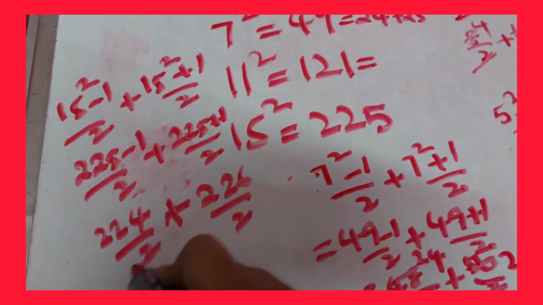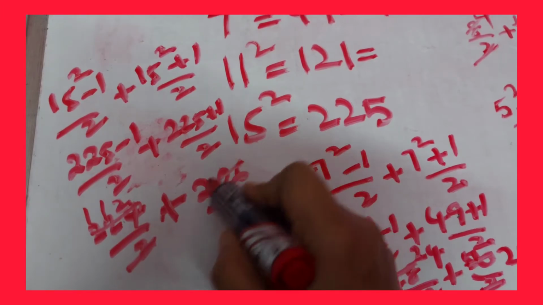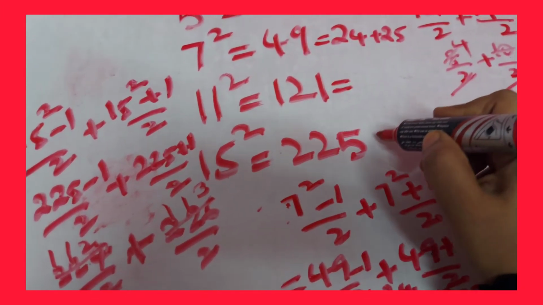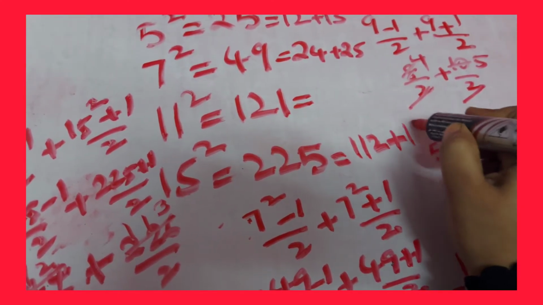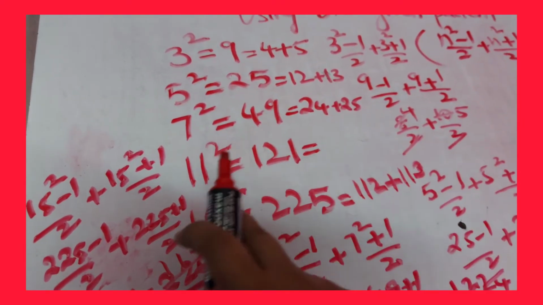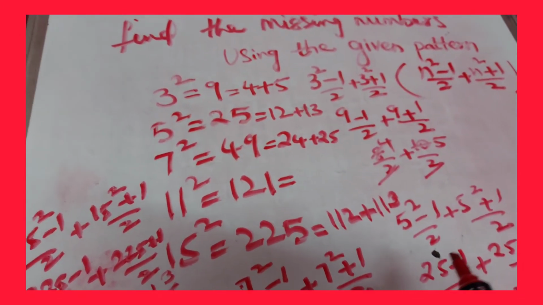You have to cancel it. 2 ones are 2, 2 twos are 4. Again 2 ones are 2, 2 threes are 6. It is 112 plus 113. Like this we can complete this pattern also. So for 121 also you have to follow the same method.